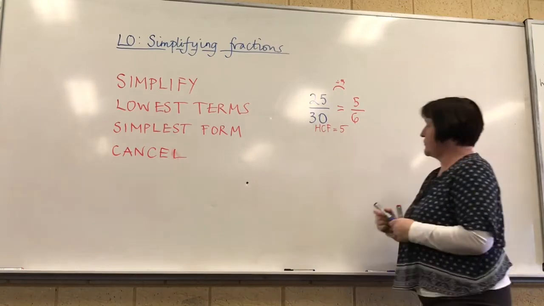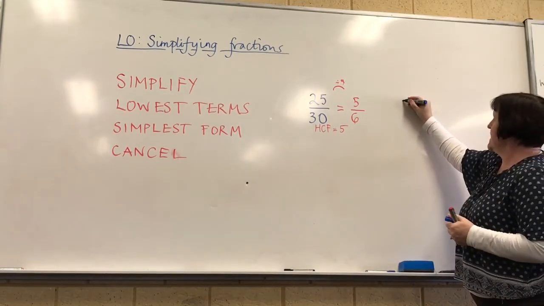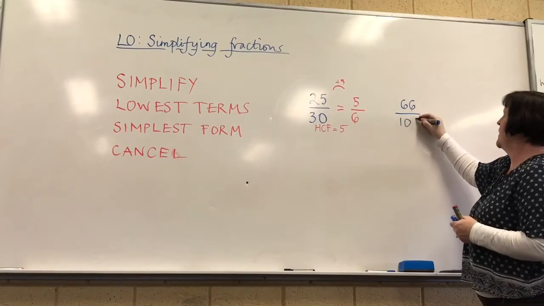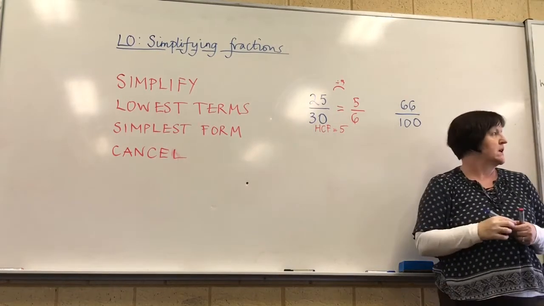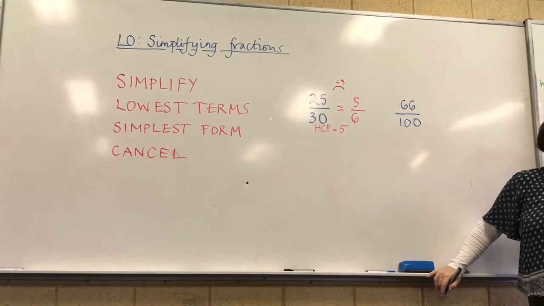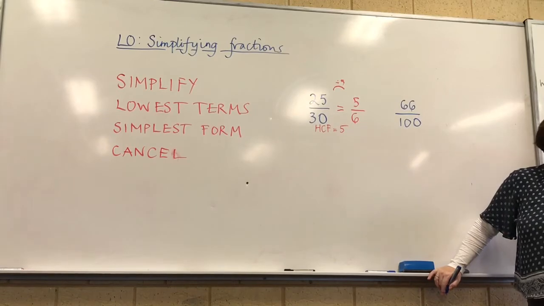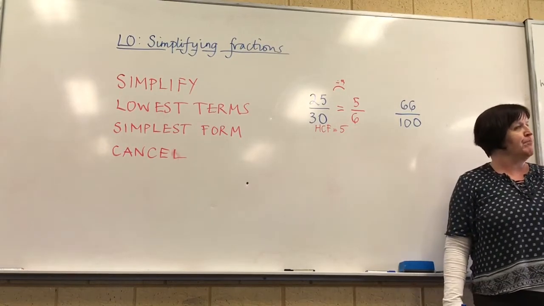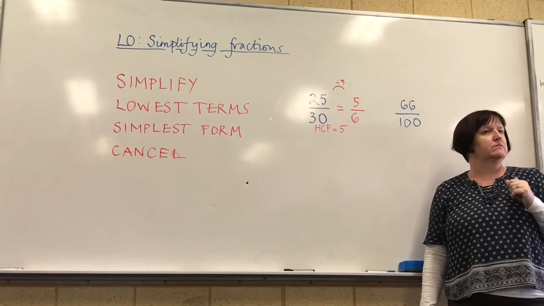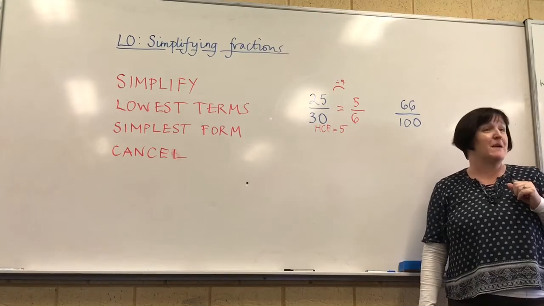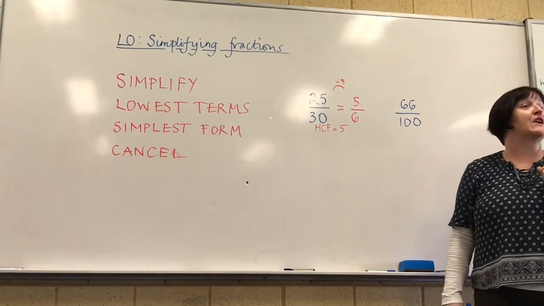So, let's have a look at something like, say, 66/100. Now, this one, I don't know the factors of 66 particularly. I could work out the factors of 100, but I don't know them. But what have both those numbers got in common? They're both common numbers. They're both big numbers, that's right. But what have they got in common, Molly?